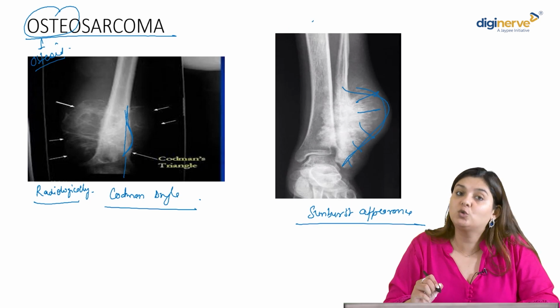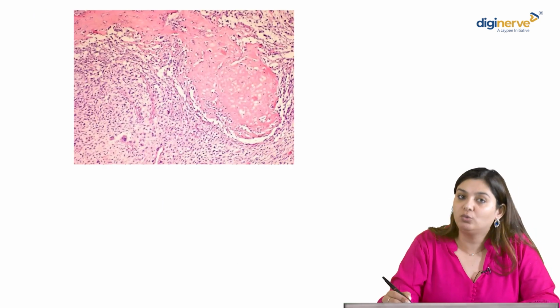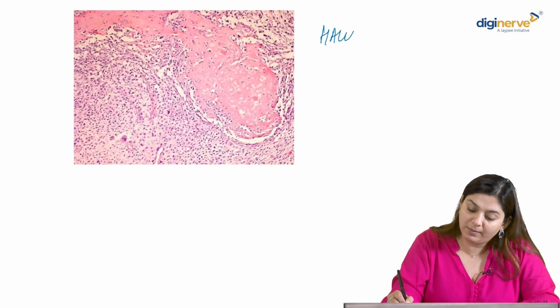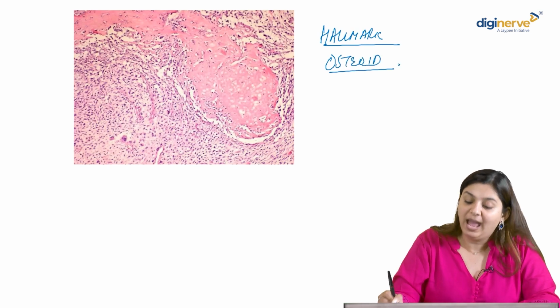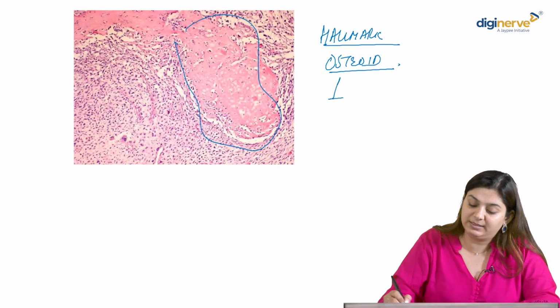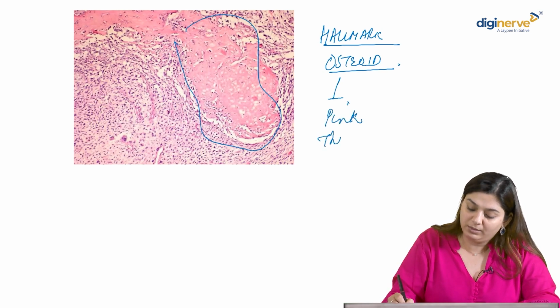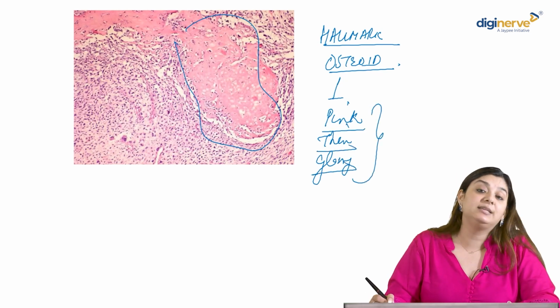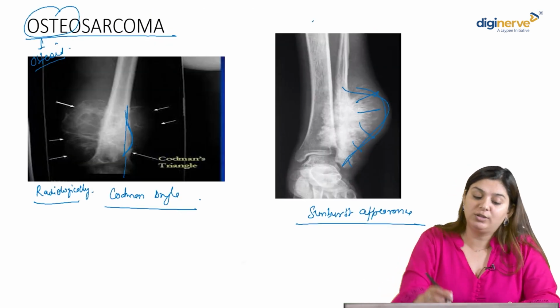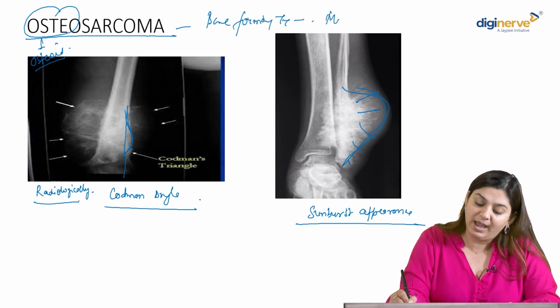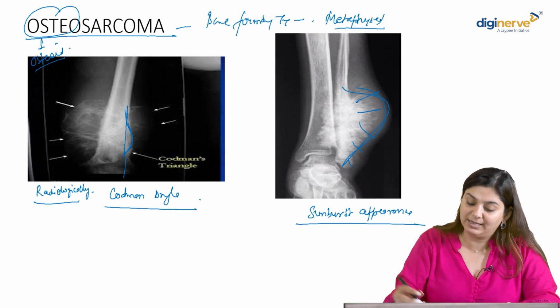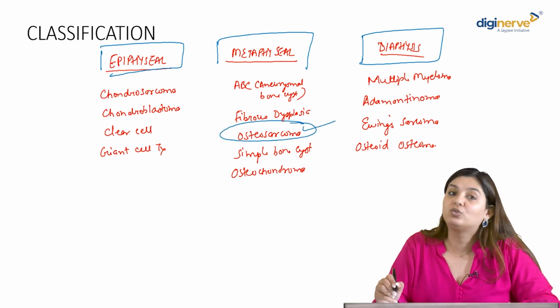Now we move to the microscopy of osteosarcoma. As I told you, the hallmark in the microscopy of osteosarcoma is going to be osteoid. And osteoid is what? It is like this. It is pink, thin, glassy material. That is nothing but osteoid. That's the hallmark of osteosarcoma. And one more thing that you need to know is that it is a bone forming tumor and it is a metaphyseal tumor, as I have told you in the classification.